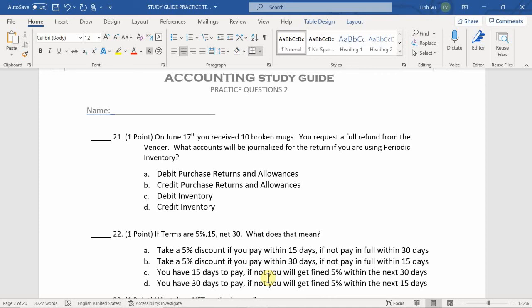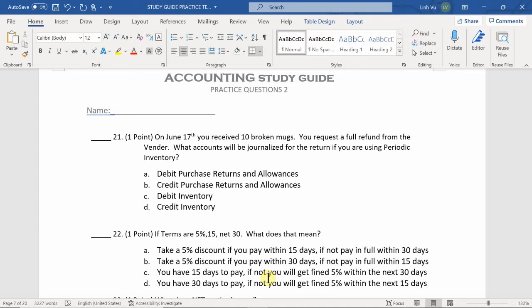It's A and A, no? A. Two accounts or one? Let's take a look. So let's see. A says debit the purchase returns and allowances, okay? In this case, when you're dealing with purchases for periodic inventory, are you debiting or crediting the purchase expense when you buy it? It's debit. You debit, right?